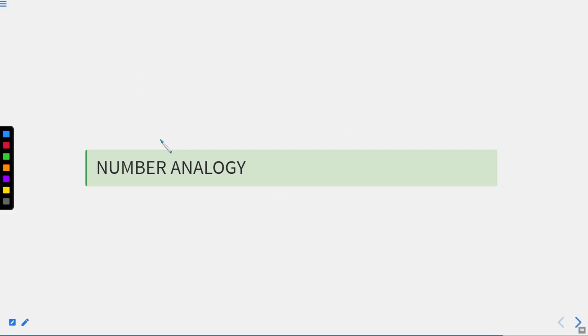Now the last part of this chapter, that is analogy, that is number analogy. Till now we have discussed the basic relations of all the analogies. Then we have discussed letter analogy. Then we have discussed word analogy. And the last part of this chapter is number analogy. In this part of the chapter, a number is given which is converted into some other number with some specific relation.